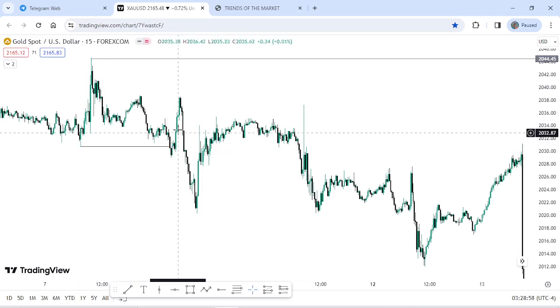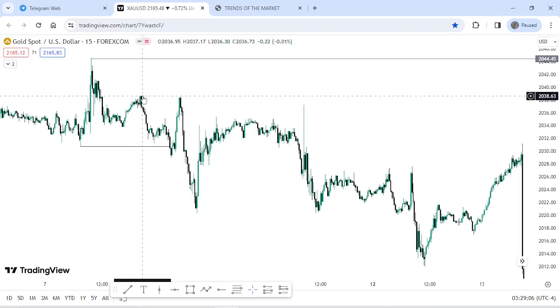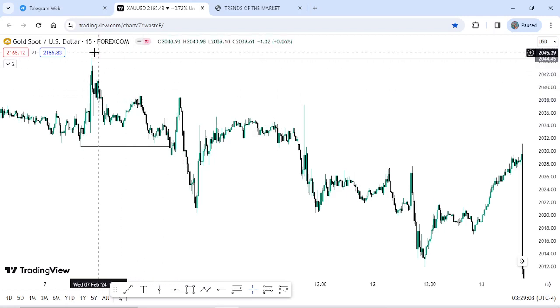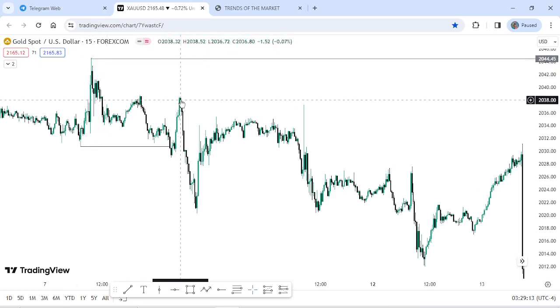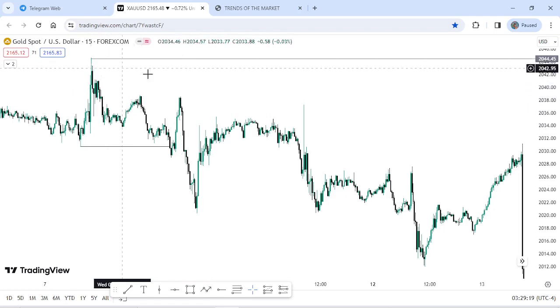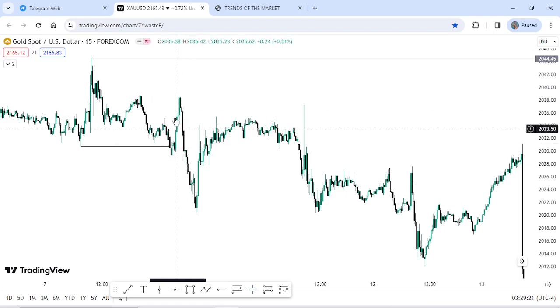Okay, now this is another high. This is a lower high because if you look closely you will see that it is slightly lower than this one, and it is obviously lower than this high right here, so we call this high a lower high. This is the peak, and it is lower than this one and this one, so this is our lower high.